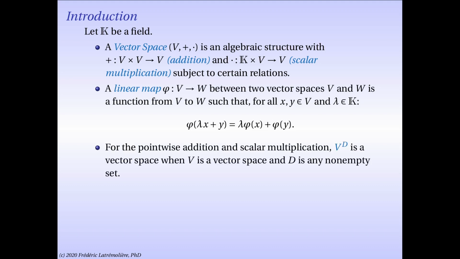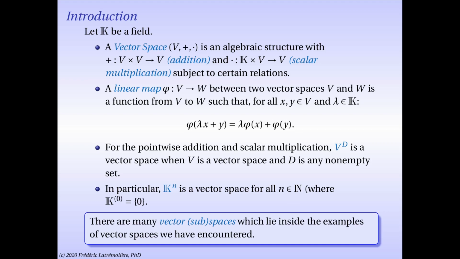Now, for the pointwise addition and scalar multiplication, the set of functions from any non-empty set D to a fixed vector space V is a vector space in its own right. And in particular, this implies that k to the n is a vector space for all natural numbers.